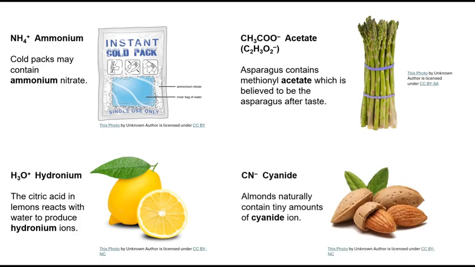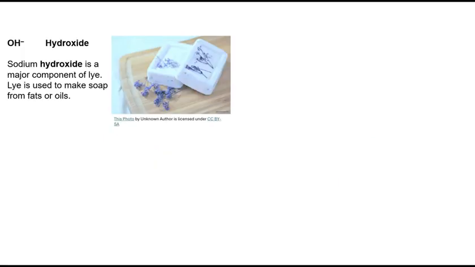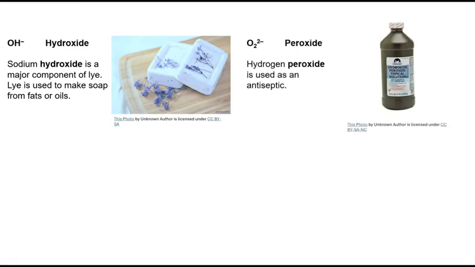CN- or cyanide. Almonds naturally contain tiny amounts of cyanide ion. OH- hydroxide. Sodium hydroxide is a major component of lye. Lye is used to make soap from fats or oils. O2 with a 2- charge is peroxide. Hydrogen peroxide is used as an antiseptic.